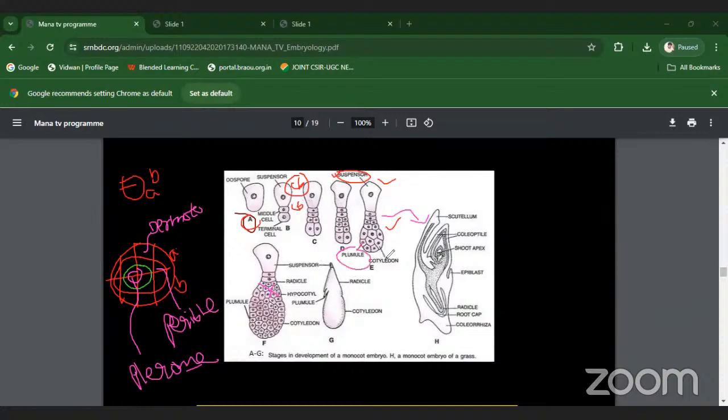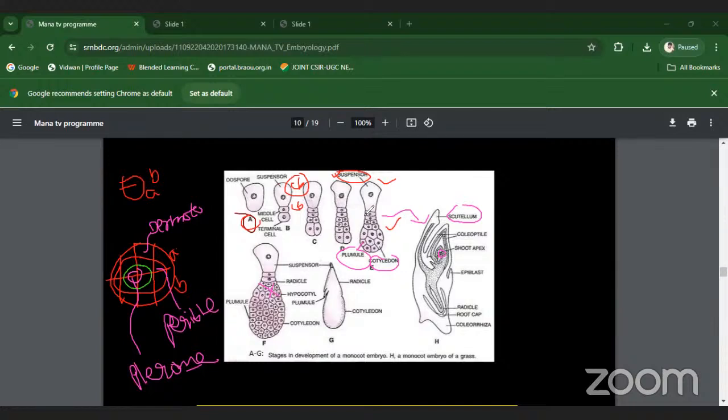This one, this is cotyledon. Later, after the embryo is well developed, this is the cotyledon, the scutellum part. This is the cotyledon. This is the plumule. Remember, here is the only difference: the entire part develops and forms into a single cotyledon. This entire part developed into a single cotyledon.